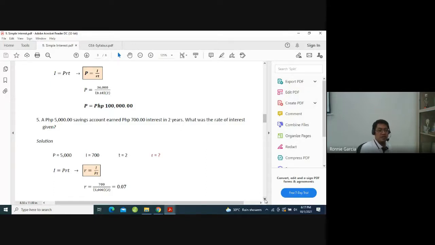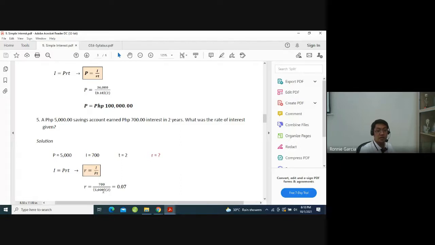So for the explanation of this, from I equals PRT, we can derive the formula again. Take note, when we derive the formula, the terms next to the unknown that are not part of it go in the denominator. Since small letter r is the unknown, r stays, and on the P side, since it is equal to I, P and t become the denominator. So the formula for r is equal to I divided by PT. 700 is the amount of interest. 5,000 is the principal, so substitute 5,000 for P. And 2 years is your time. So you have to get the product first of 5,000 times 2 to know what to divide 700 by.